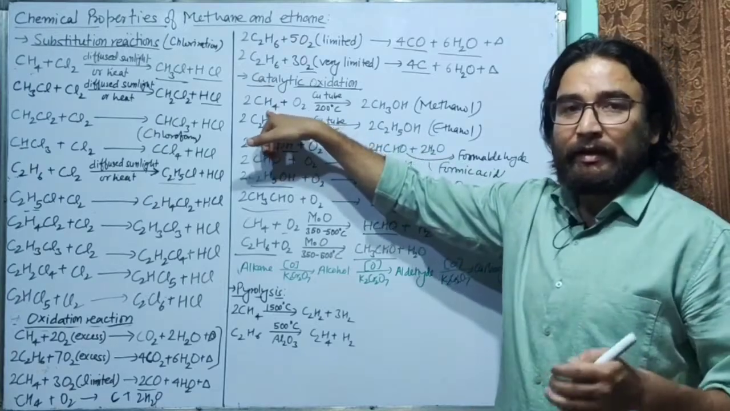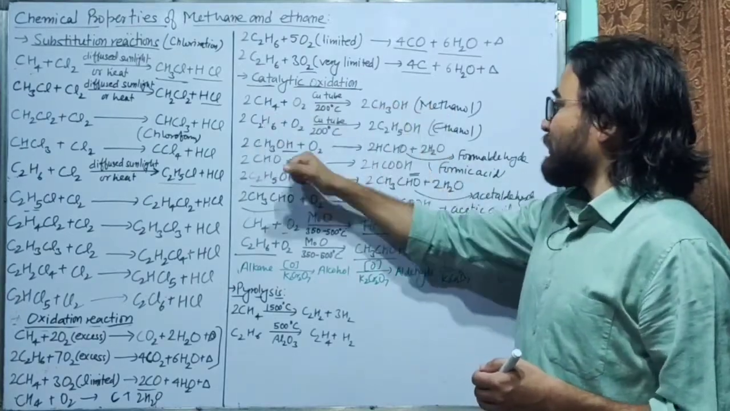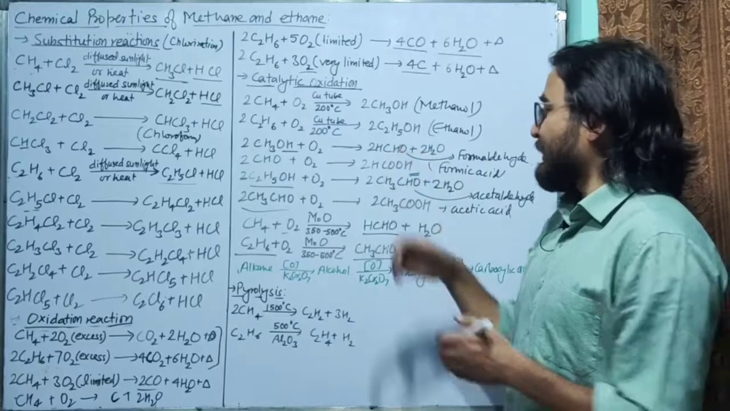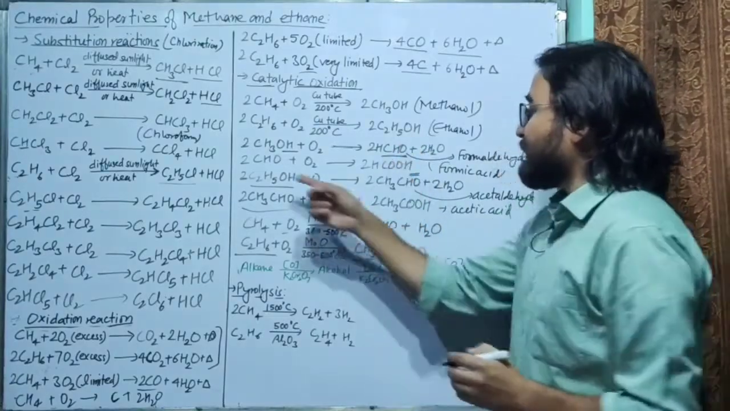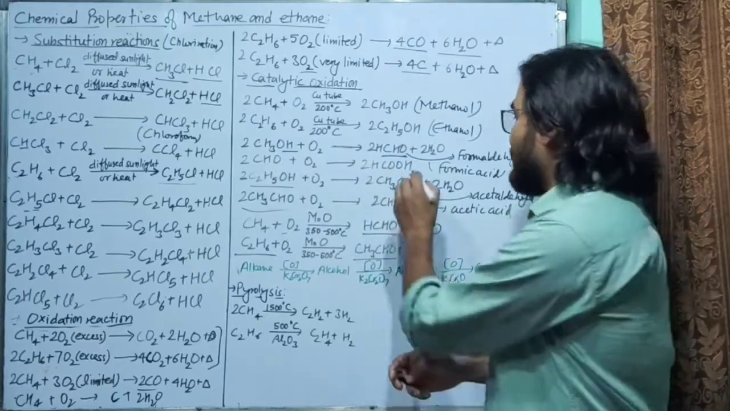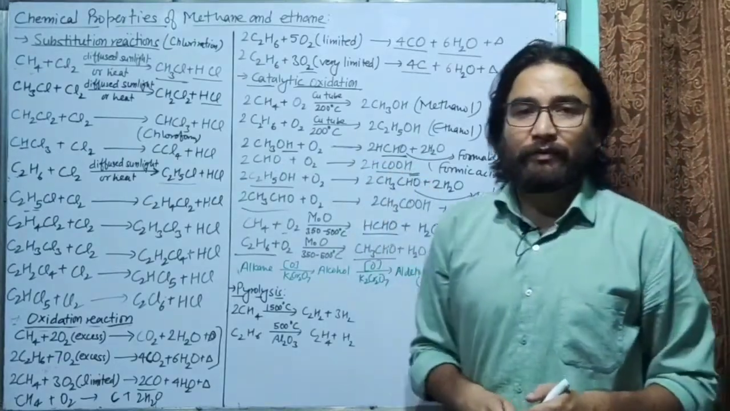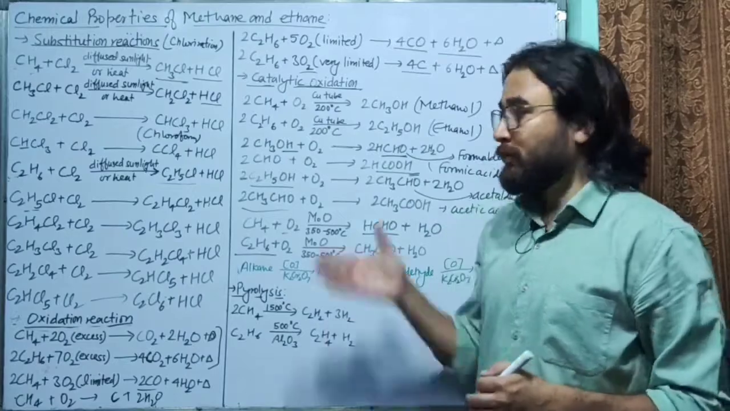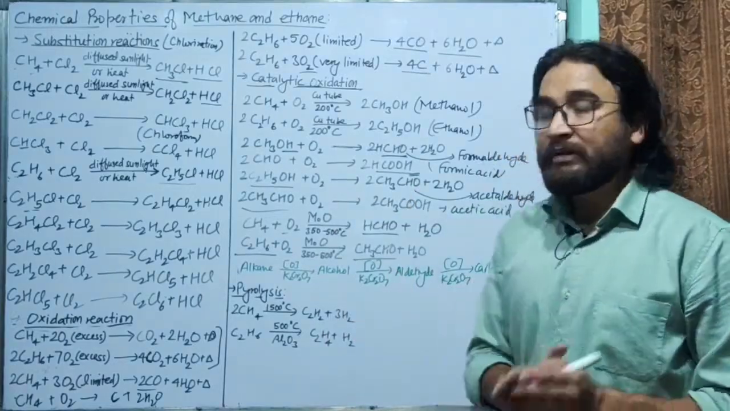This is methane, that is alkane, to alcohol, then alcohol to aldehyde, CHO group, you can recognize it, CHO, that is aldehyde. Aldehyde will give you a carboxylic acid. So this is how the reaction will take place.